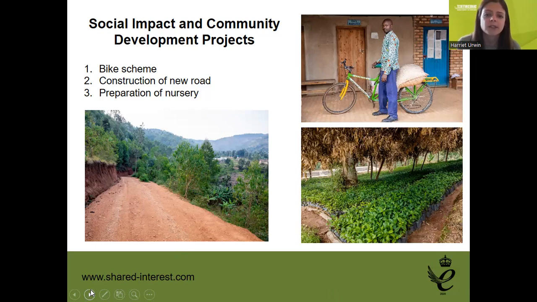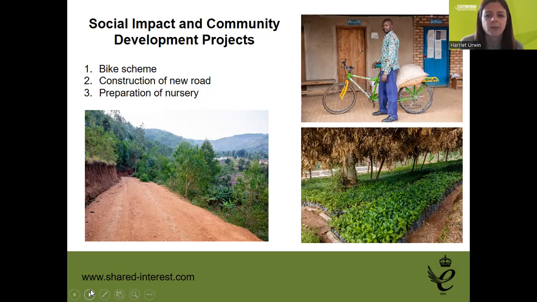So before this, producers would bring the coffee cherries to the coffee washing stations in sacks, often carried on their head. And on average, each bag would weigh around 30 kilograms. So the bikes were sold to members who paid them off using the income from their coffee harvest over a period of 3 years. And in total, 400 bikes were distributed.